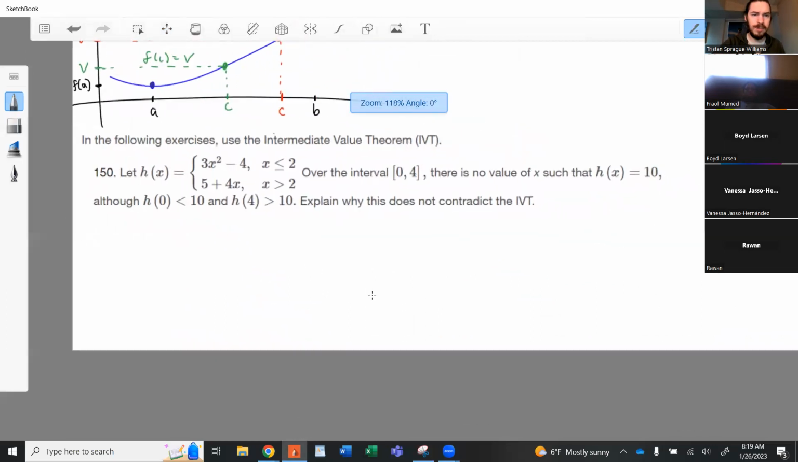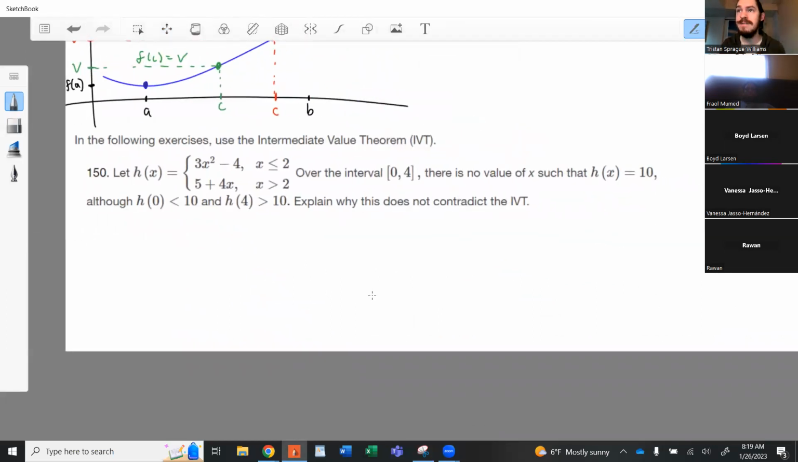In this exercise, we want to use the intermediate value theorem. We define a function, h of x. Now this function is defined piecewise. It's got a certain rule that you use to define it when x is less than or equal to 2, and there's another rule that you use when x is greater than 2. We're really only interested in the interval 0 to 4. Over the interval 0 to 4, there is no value of x such that h of x equals 10, although h of 0 is less than 10 and h of 4 is greater than 10. Explain why this does not contradict the intermediate value theorem.